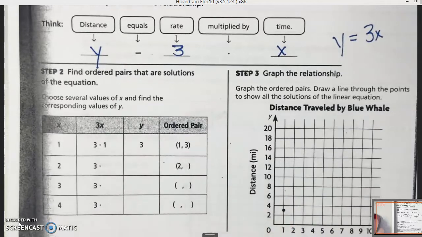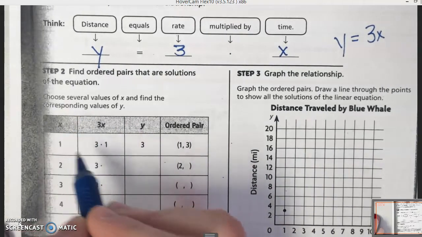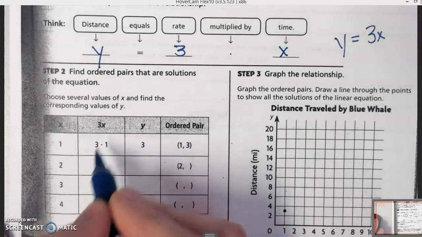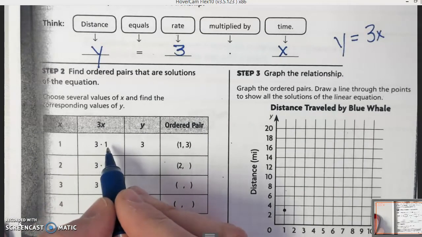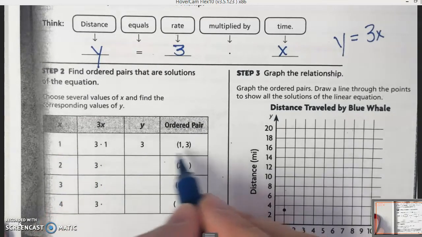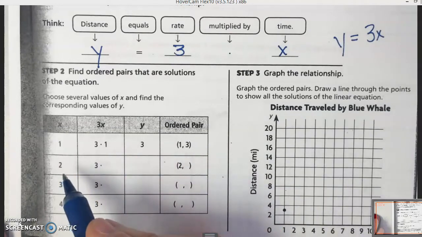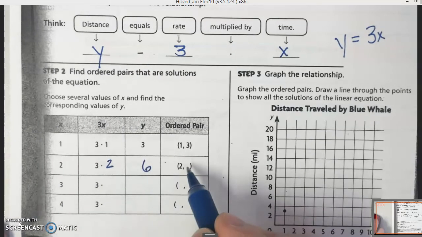All right, so now before we can graph it, we need some ordered pairs. So we're going to use this table to come up with our ordered pairs. We've got our linear equation, y equals 3x. So if I put in 1 for x, I'd say 3 times 1 is 3. So when I put in a 1 for x, I get a 3 for y. That gives me the ordered pair 1, 3. Then I'm going to put in a 2 for x. So 3 times 2 would be 6. So my ordered pair right here would be 2, 6.